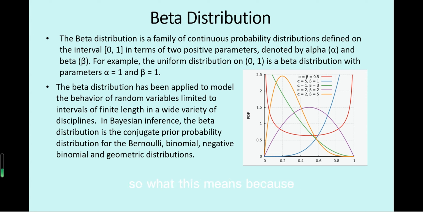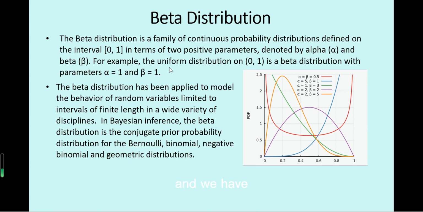So what this means is that in beta distribution, all random variables vary between 0 and 1. So if you want to model the probability of a probability, you can use the beta distribution. And the beta distribution has two parameters, alpha and beta.